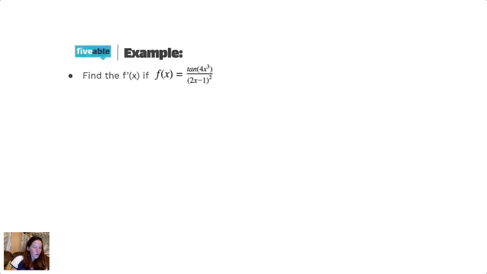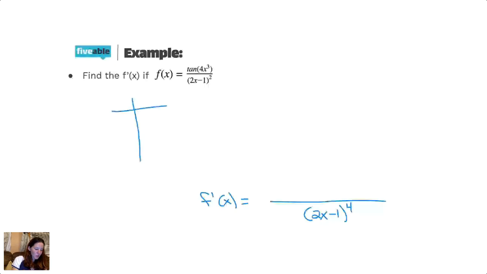All right, so let's do a chain rule one. We should have time for at least one, maybe two. We'll see how it goes. So f prime of x, if f of x equals tangent of 4x to the third over 2x minus 1 squared. So I'm going to take my own advice here, and I'm going to start by taking that original denominator and squaring it so that I don't forget it later. Okay, so that part's done. Now I'm going to find my two derivatives.